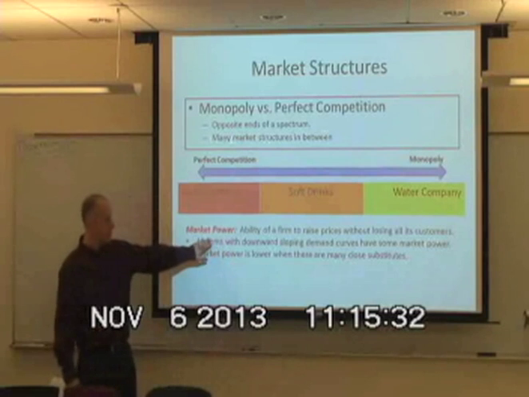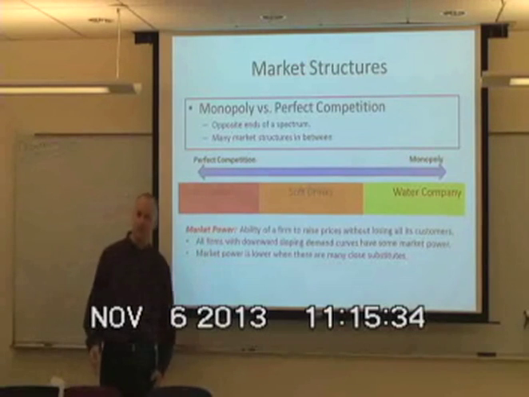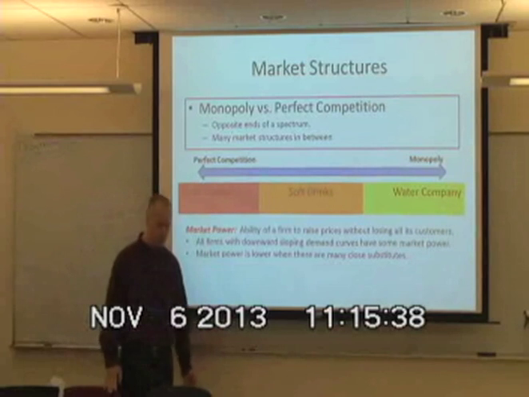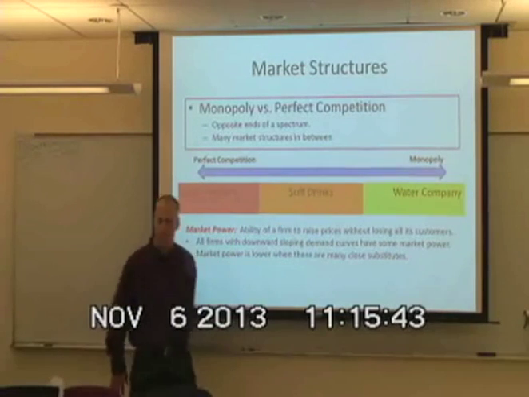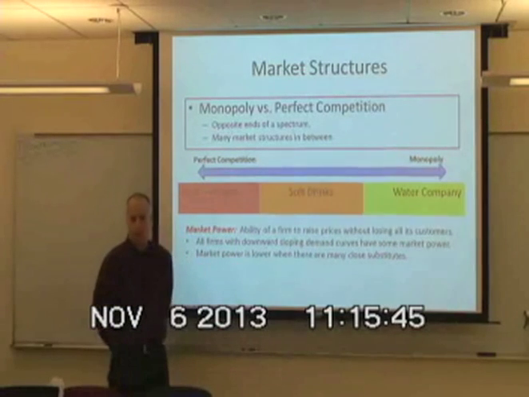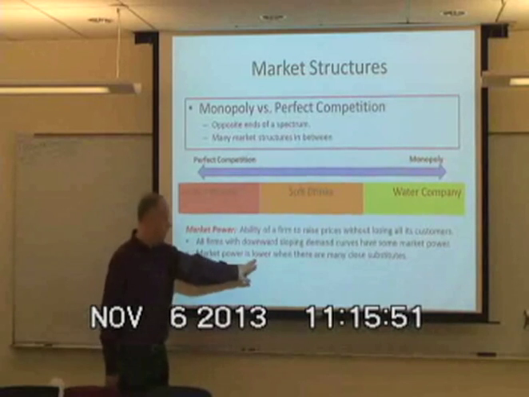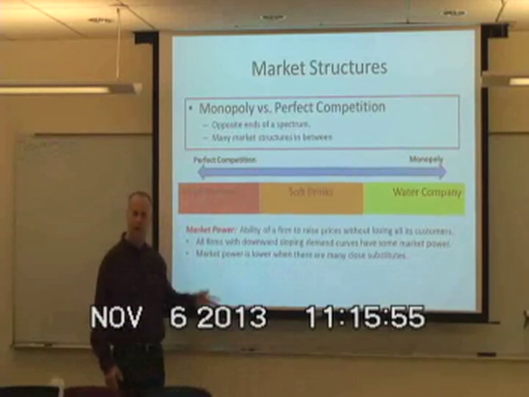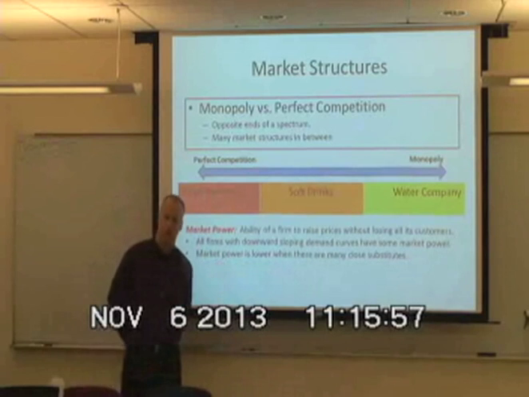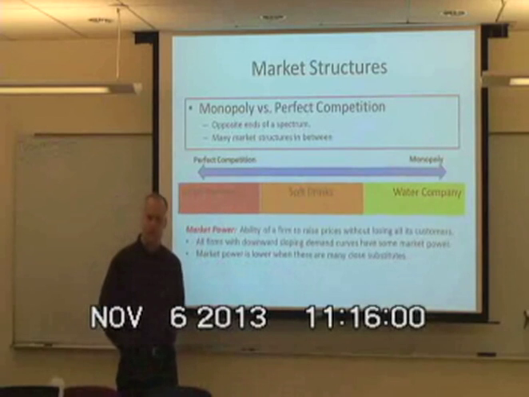Any firm with a downward sloping demand curve has some degree of market power. So a monopolist like the water company has a lot of market power. A soft drink company like Coke or Pepsi has some smaller degree of market power. Coke can raise their prices a little bit and lose some of their customers to Pepsi, but probably not all of them. The more close substitutes a firm has, the higher the degree of market power. And when we think about whether or not an industry is a monopoly, thinking about this degree of market power is important.